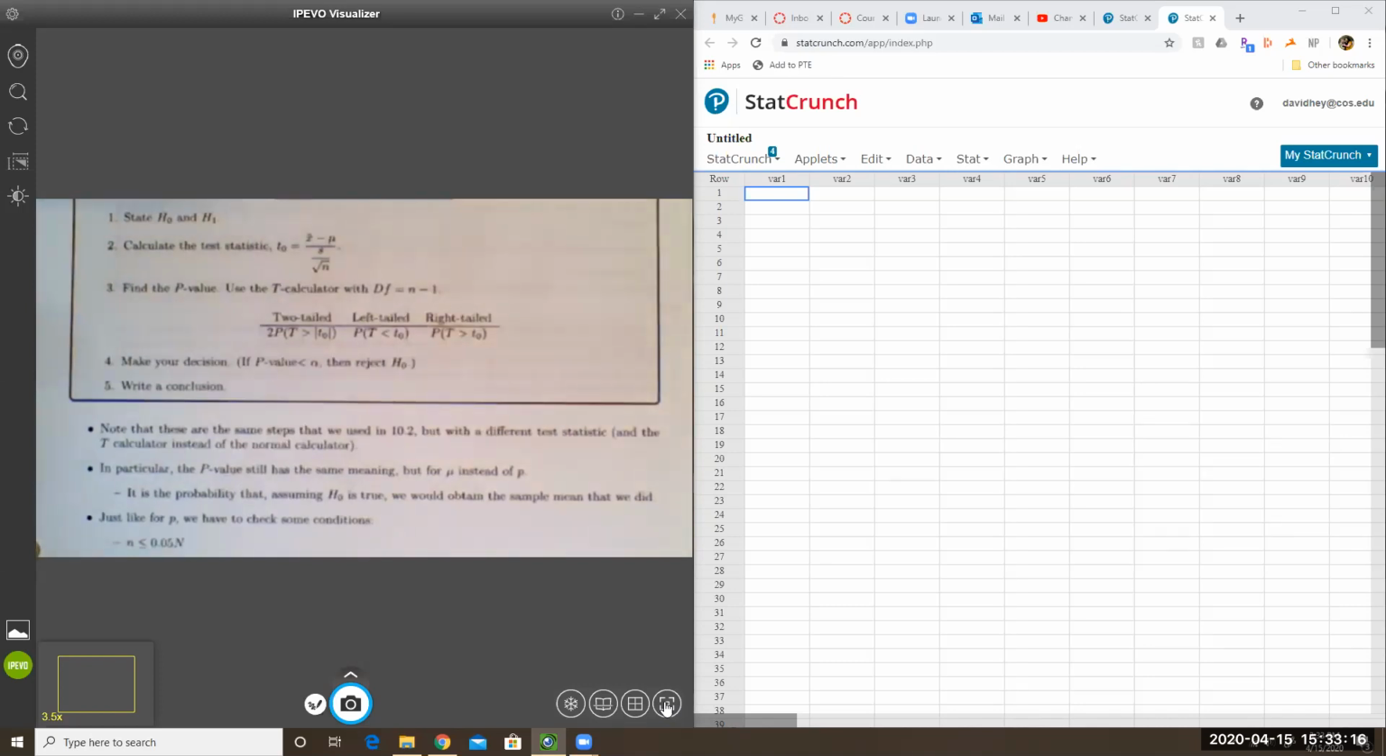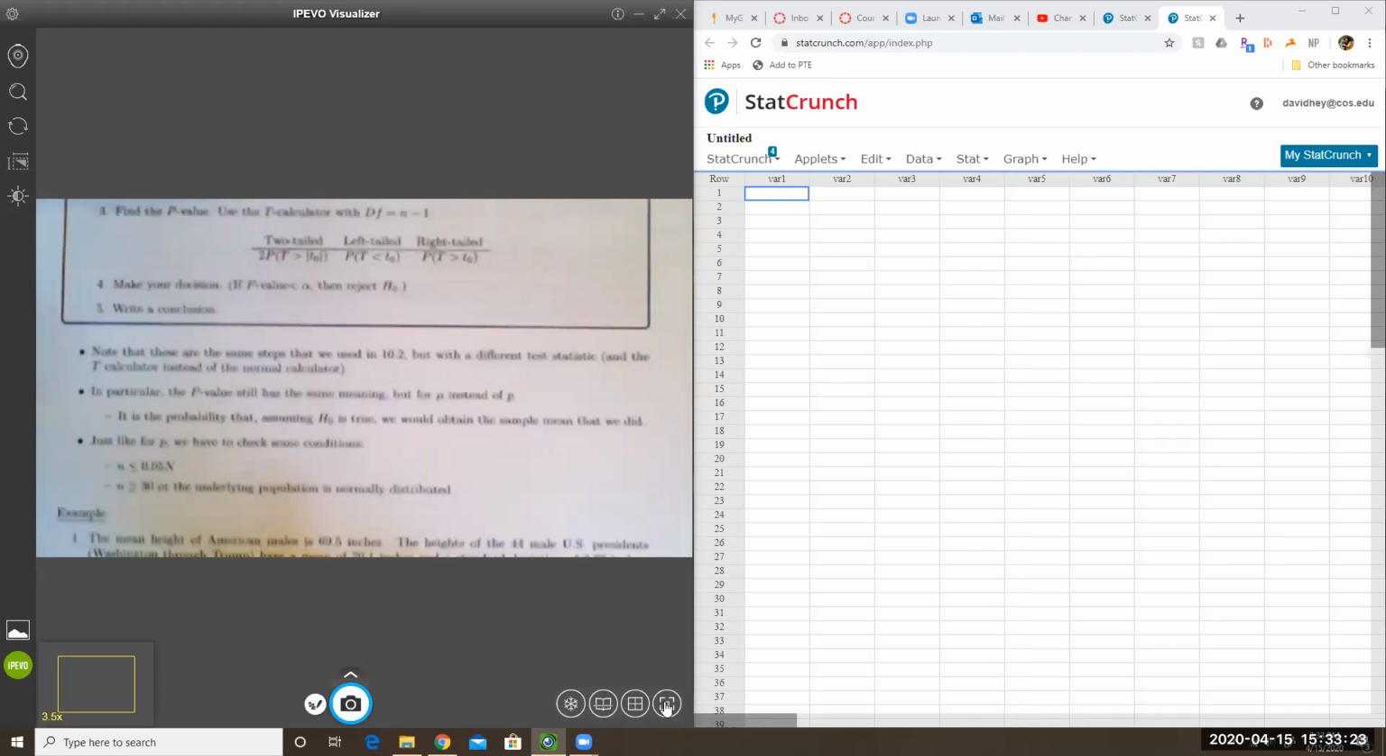So then we write a conclusion. Just like with testing proportions, we would have conditions that we would need to check here in order to run the test. In 10.2, I didn't make a big deal of checking those conditions, and I'm still not going to in this section so much, but there will be, I think, a problem or two that we're going to have to be careful about. And so we'll talk about checking conditions a little bit more in this section than we did in the previous one.